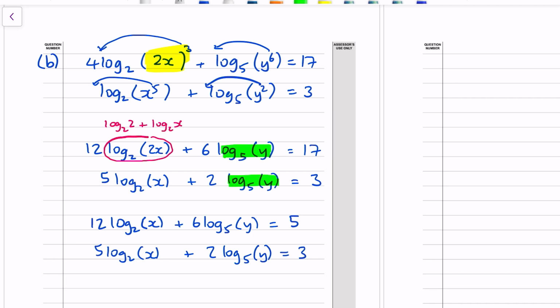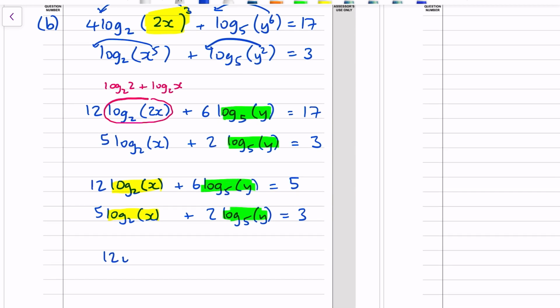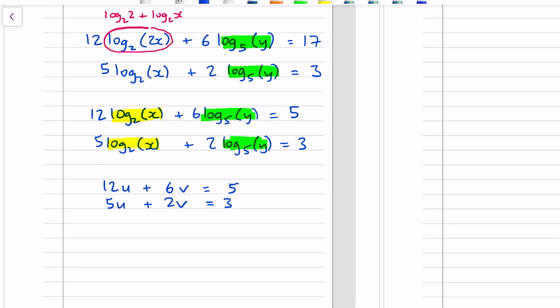Now we're going to make our substitution so that we can solve a linear system of equations. Wherever there's a log base 2 of x, I'm just going to call it u. So I've got 12u plus 6v, we'll do v for the green stuff, and 5u plus 2v equals 3. If we solve that simultaneous equation using any means that you know how, calculator's fine, you're going to get u equals 4/3 and v is equal to negative 11/6.